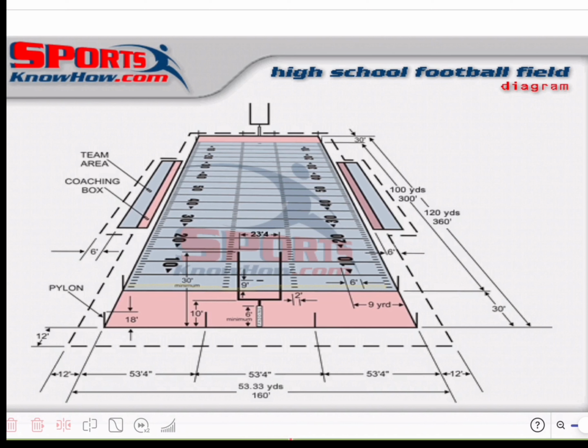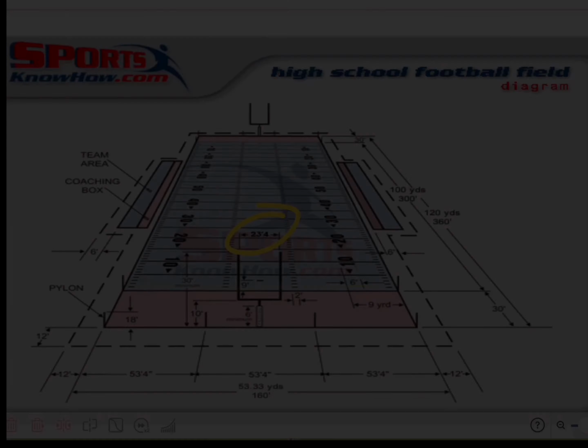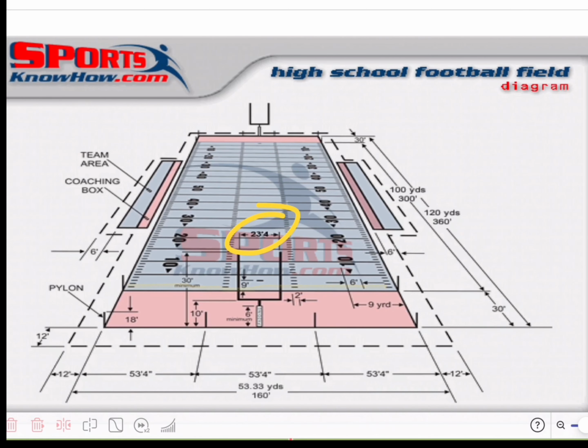Since we're talking about high school football, the width of these uprights is 23 feet 4 inches. In college and in the NFL, that's 18 feet 6 inches. But in high school, it's 23 feet 4 inches. And this means that a ball kicked in order to score points has to cross over this crossbar and go between these uprights that are 23 feet 4 inches apart in order to be counted as a good score, whether it's a field goal or an extra point.